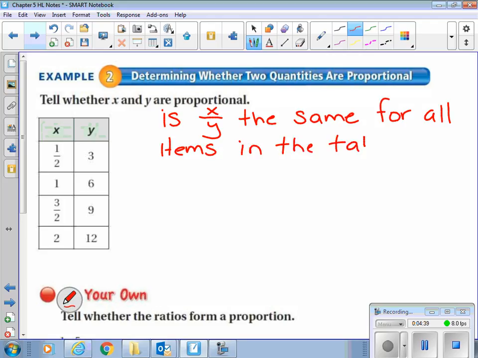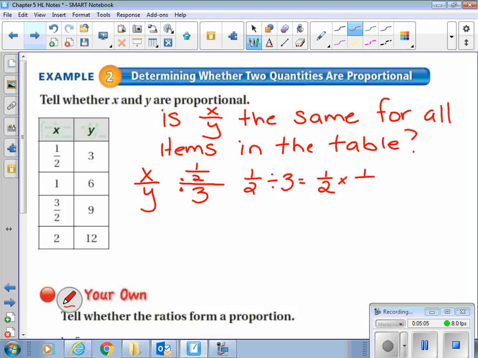So let's determine that. So x over y. The first one, I've got x is 1/2 and y is 3. This would be an example of a complex fraction. So this is really looking at 1/2 divided by 3. Remember, we don't divide fractions. We do keep, change, flip. So that would be 1/2 times 1/3. 1 times 1 is 1, and 2 times 3 is 6. So that one gave me 1/6.